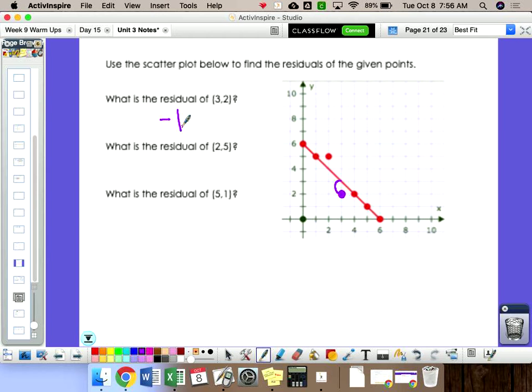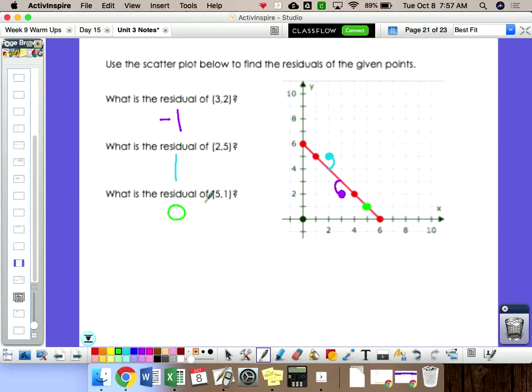Okay, then I want to look at the point (2, 5). (2, 5) is this point right here. And I can see that that is 1 space above my line. So since it's 1 above, my residual is going to be positive 1. Okay? Then let's look at (5, 1). (5, 1) is this point right here. And that is on my line. So since it's on my line, the residual is 0 because it's no distance from my line. It's on the line.